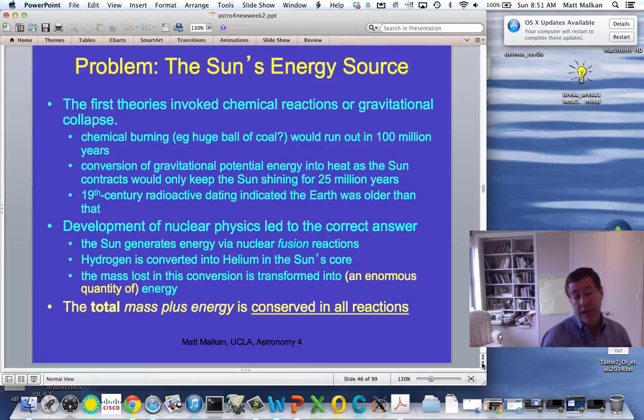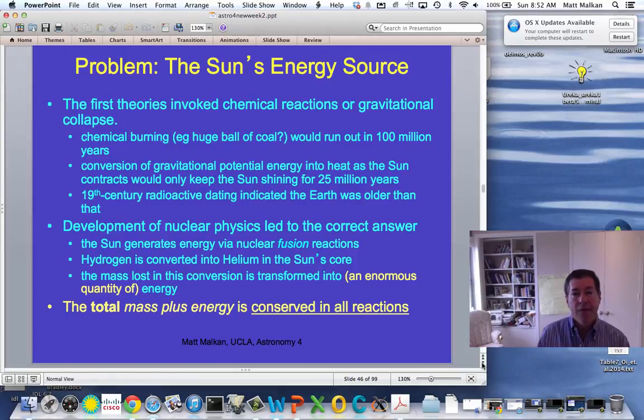Which only gradually became clear that it was a problem. You do have enough fuel to produce the huge amount of power we see at the moment, but only for a limited amount of time. And now we know that that's actually very limited. It would all burn out, all of the chemical energy would be exhausted, in about 100 million years. That sounds like a long time.